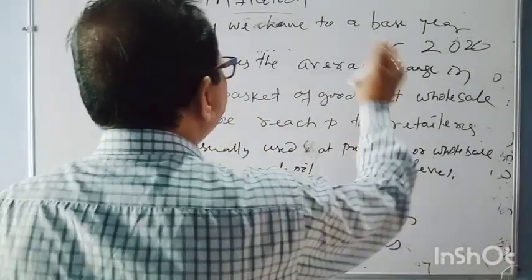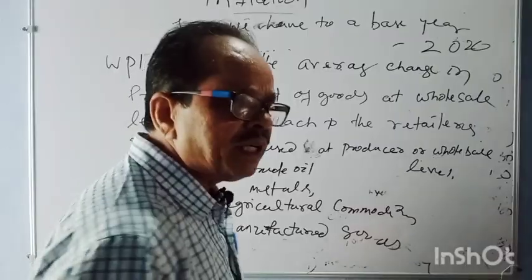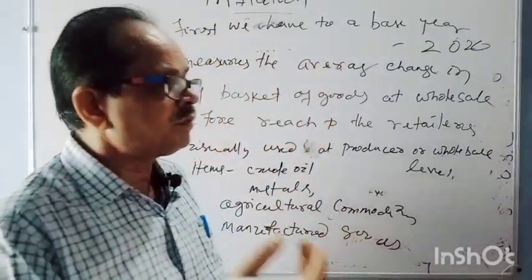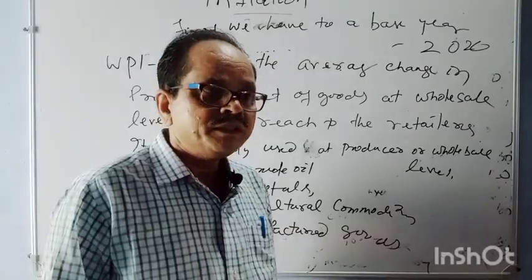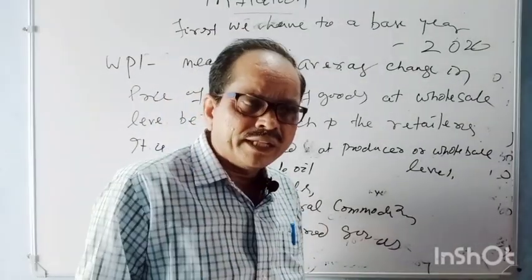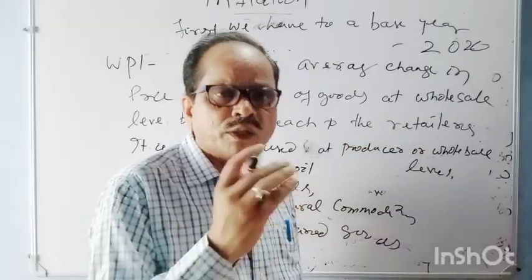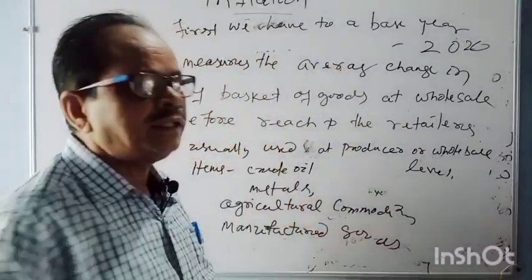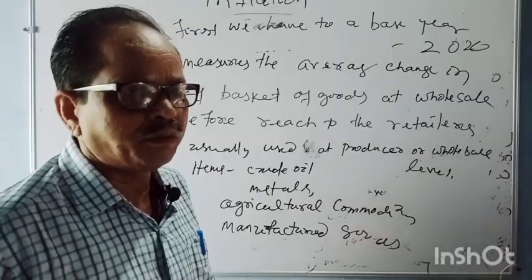Same formula. First we have to take a base year, then calculate the WPI of the current year, then take into account the WPI of the previous year, and with the same formula the wholesale price index is calculated.